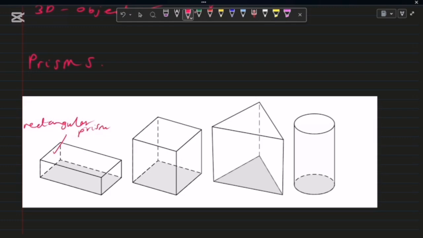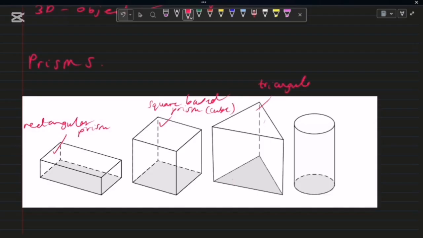And then this one is a square-based prism. But then we normally call it a cube. So we just call it a cube. And then this one has a triangle as its base. So we can say it's a triangular prism.